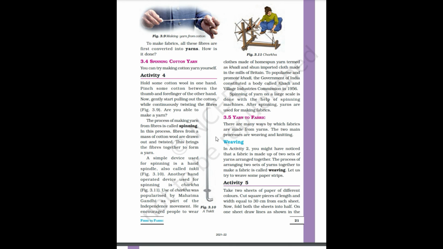Yarn to fabric. There are many ways by which fabrics are made from yarn. The two main processes are weaving and knitting. So this tells that there are two ways to convert a yarn into a fabric. The first of them is weaving. The second of them is knitting. In weaving, you might have noticed that a fabric is made up of two sets of yarns arranged together. The process of arranging two sets of yarns together to make a fabric is called weaving.